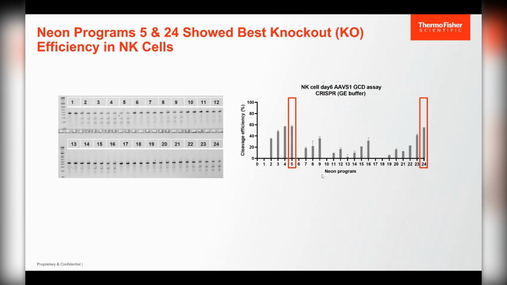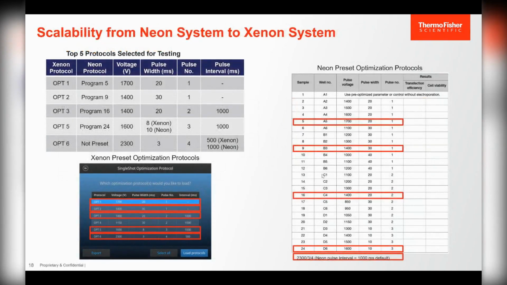Based on this, we can see that out of the 24 programs, program 5 and 24 show the best editing efficiency of NK cells. Even some other programs, like 1, 2, 3, 4, are also showing better editing efficiency. But based on that, we selected the top 5 programs from here, and then we translated from Neon to the Xenon system. We can see here this top 5 protocol was tested in the previously described workflow, and here we tested both Neon and Xenon side by side.